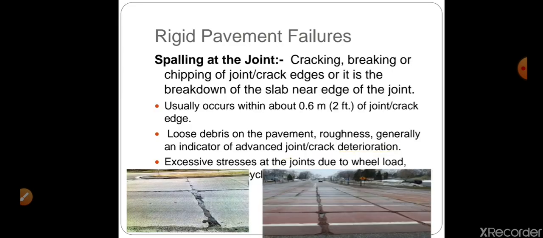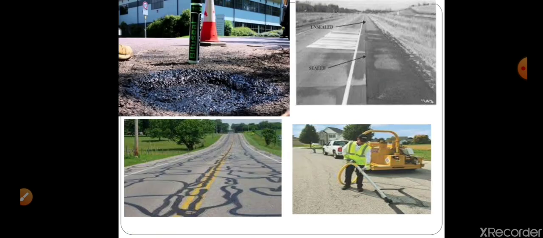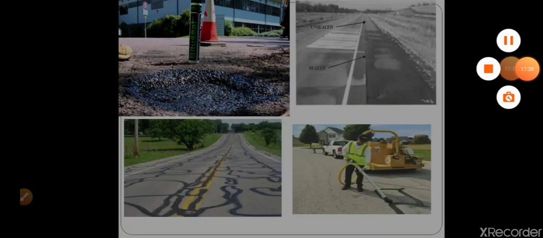Now the rigid pavement failures we can see in the next class. Until here it is all about the flexible pavement. Thank you for your patience.